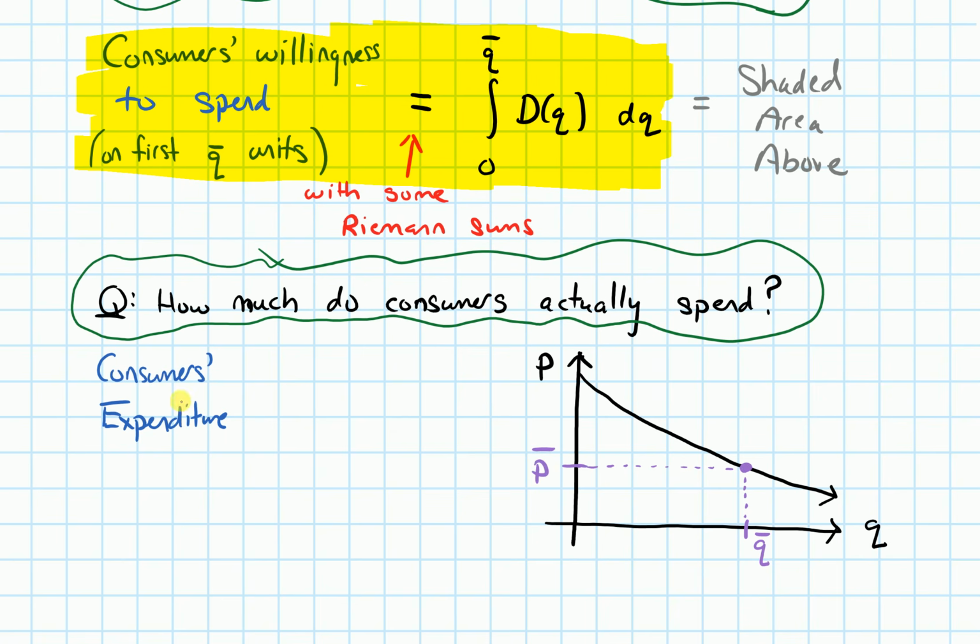So how much do the consumers actually pay? Well, if the demand is Q bar, I know what the price of those items is. It's P bar. So their actual amount that they end up spending is just the price, P bar, times the quantity, which is Q bar, and that's their expenditure. In terms of the graph, when we multiply these two things, that is the area of this rectangle. That's P bar times Q bar.